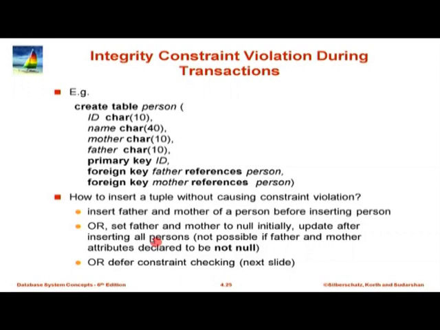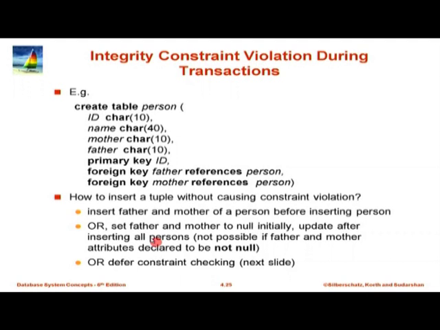So now what happens? If I want to insert the husband, I can't do it because the wife is not yet inserted in the table and that spouse value will not be present in the person table. If I try to insert the wife first, the husband's tuple is not yet inserted in the table. Therefore, the spouse value, which is the husband's ID, will fail the foreign key reference. So whichever order I try to do it, it will fail. And furthermore, if I say that the value cannot be null, then I'm in big trouble. Neither of these two solutions works.